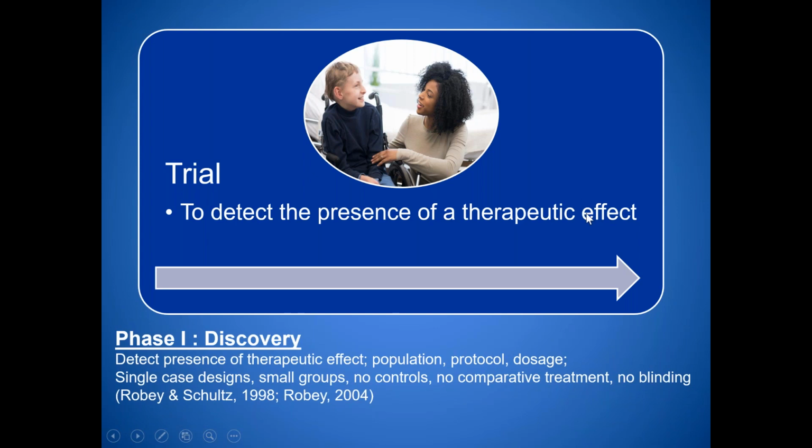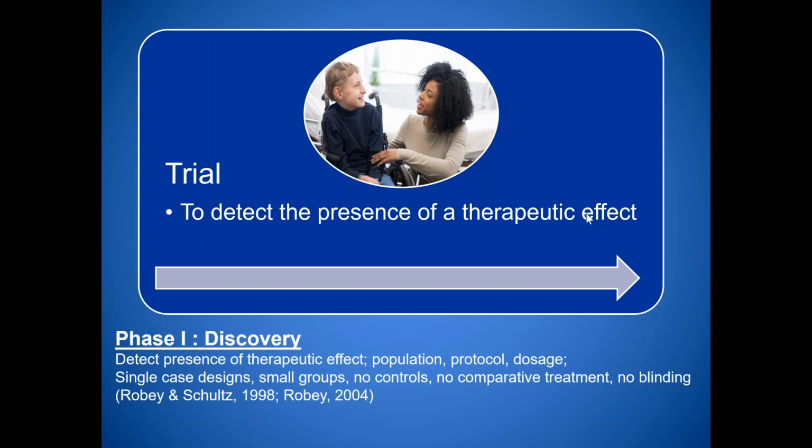Thank you. So our first point of entry in research really followed the Roby and Schultz guidelines for clinical efficacy studies. And that phase 1 really is about discovery. And our goal here is to detect the presence of a therapeutic effect, define the population, the protocol, the dosage, and typically single case design, small groups are what are used. There's not controls, there's not comparative treatments, and not necessarily blinding at this phase of research.